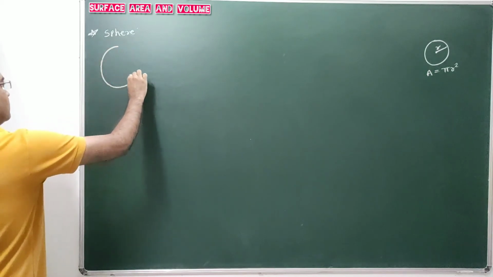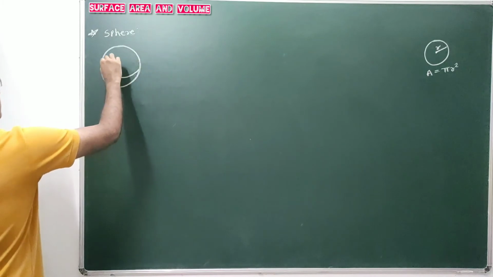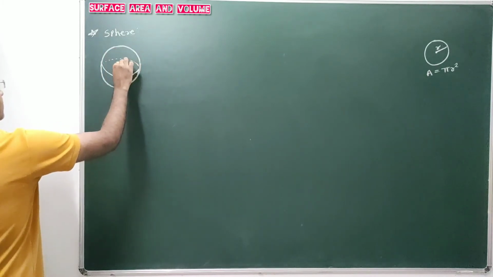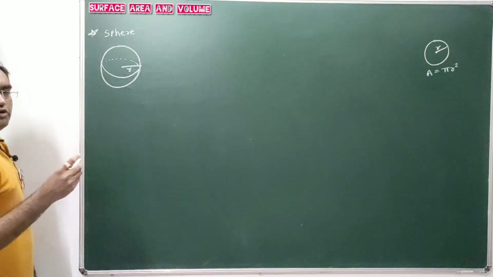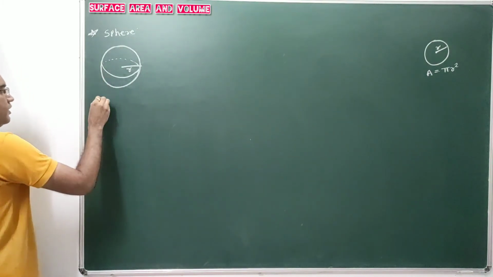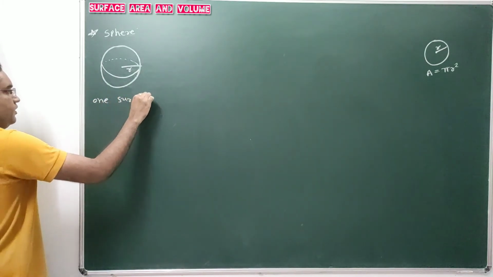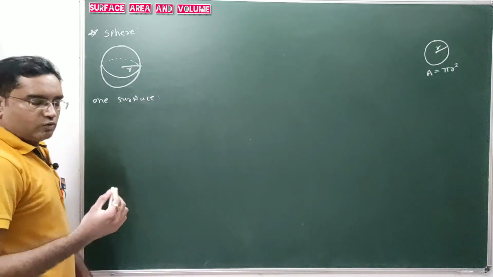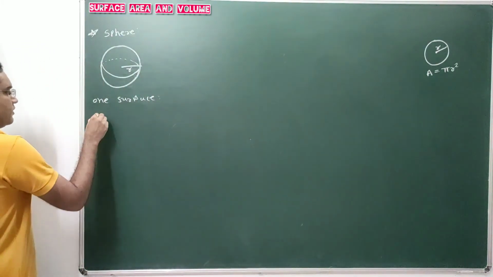Take any big round ball, that is in the shape of a sphere. So consider one sphere with radius r. For sphere only one surface is there. So here no lateral surface area, no curved surface area, no total surface area. The word used is only surface area.